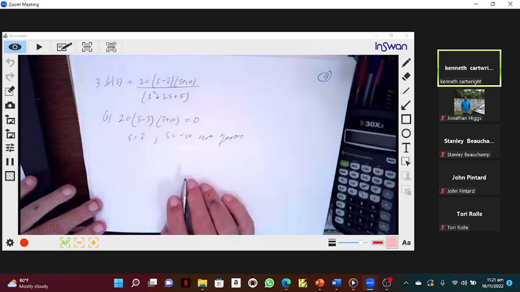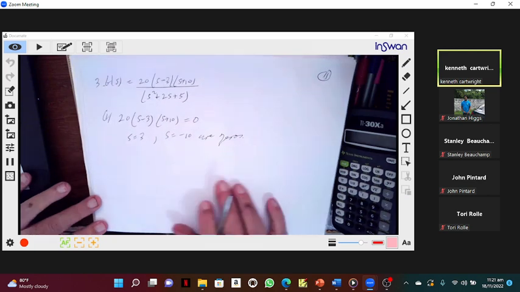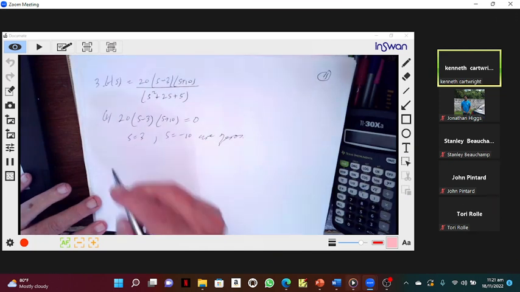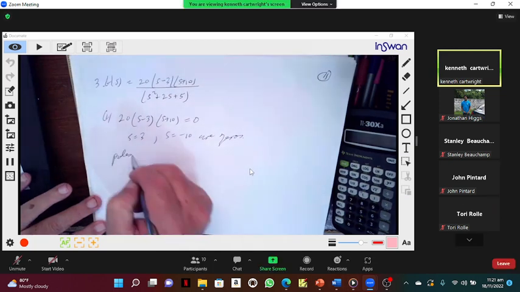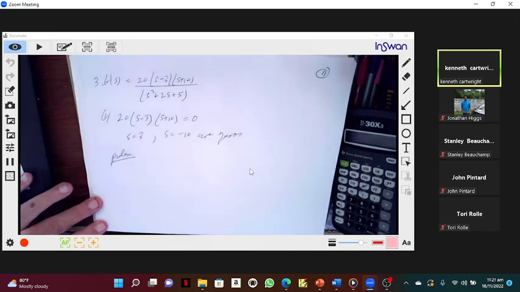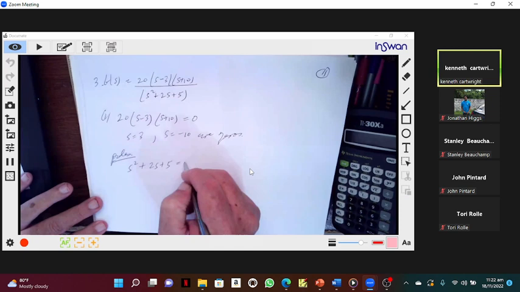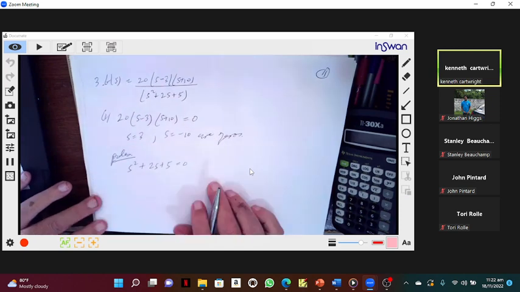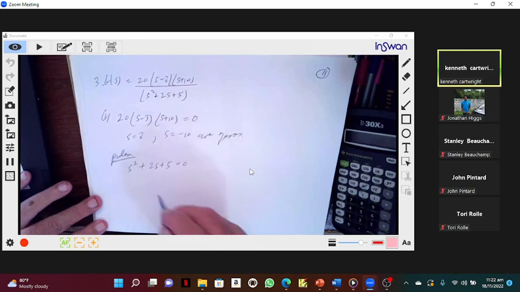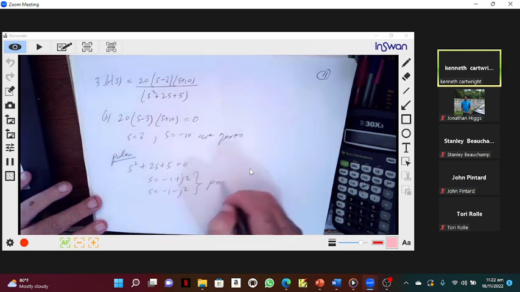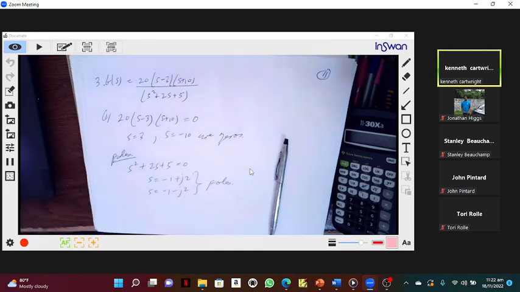Any questions about that? That's just a definition. Now poles. Poles are where the denominator goes to 0. s squared plus 2s plus 5 equals 0. In other words, the roots of this quadratic, which we have already found, are s equals -1 plus j2 and s equals -1 minus j2. These are the poles. Any questions about that?